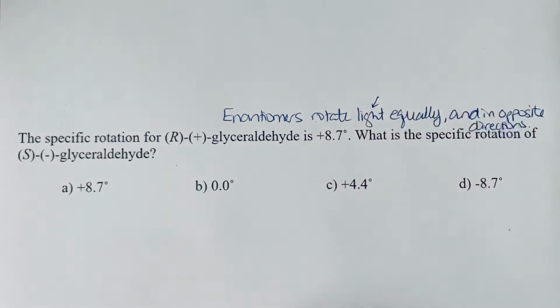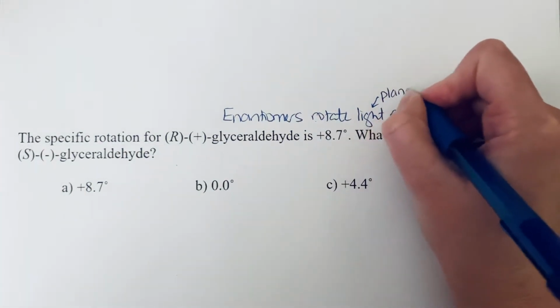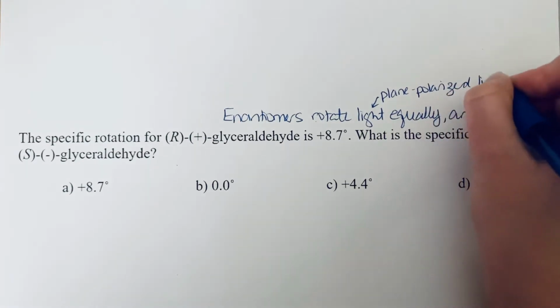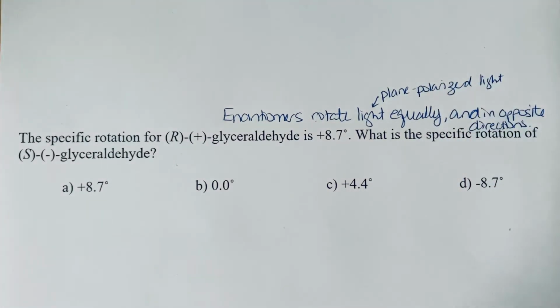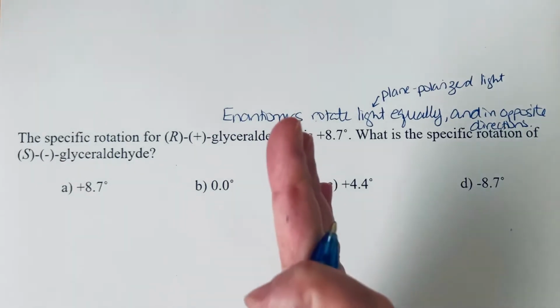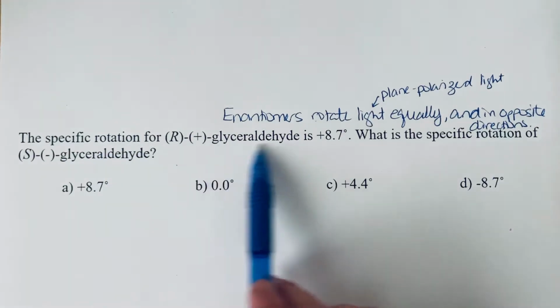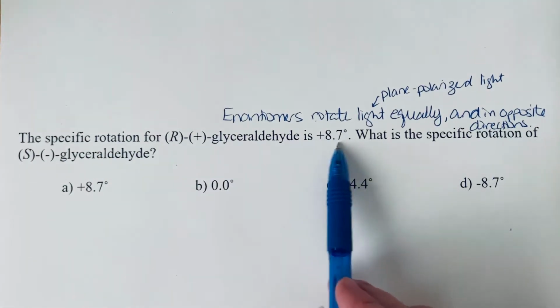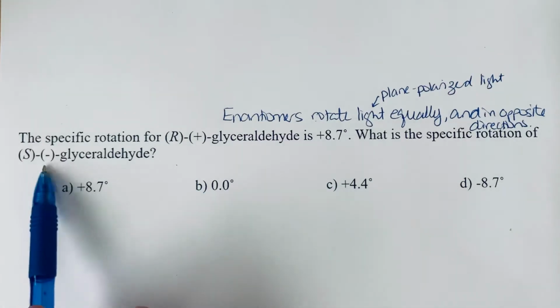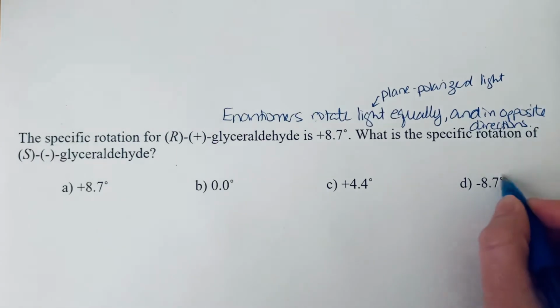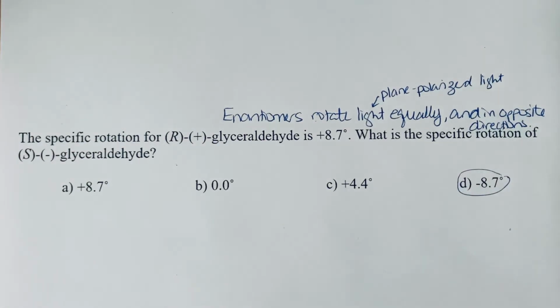And we should be specific what sort of light. This is light that's all oscillating in one plane, so it's all going in the same direction, so we call that plane polarized light. So it's all going in one direction, and when that light hits a solution that contains a chiral molecule, it's either going to rotate positive or negative. So if we know that the plus glyceraldehyde rotates light plus 8.7, its enantiomer must be rotating it equally and in the opposite direction, so it's going to have to be negative 8.7.